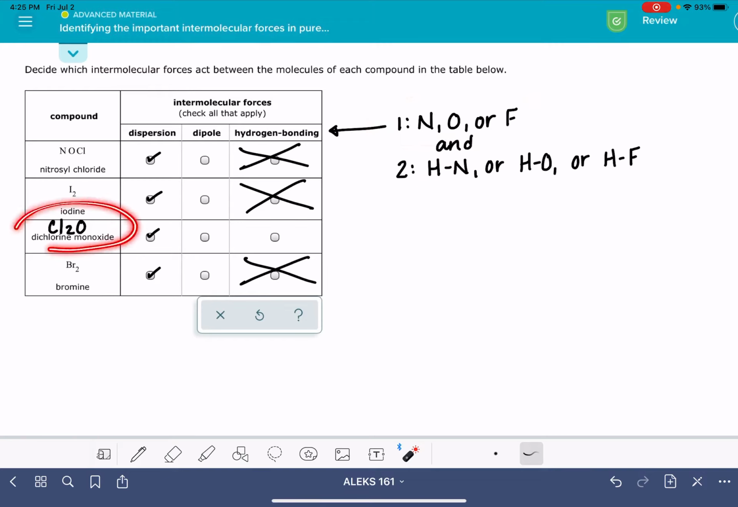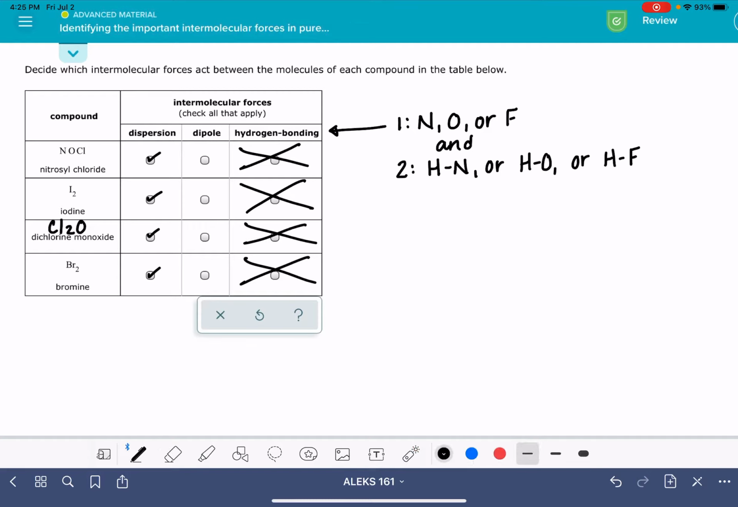And then the same thing is true with ClO2. There are no hydrogen atoms in this molecule, so no hydrogen bonding. Now that's kind of a bummer. Let's just back up a little bit. Let's say we did have a molecule that had hydrogen bonding in it. So if we were able to check this box and say, yes, there's hydrogen bonding, then in that case, you can also check the dipole box. So anytime you have hydrogen bonding, you can definitely also check dipole. We're not able to do that though.